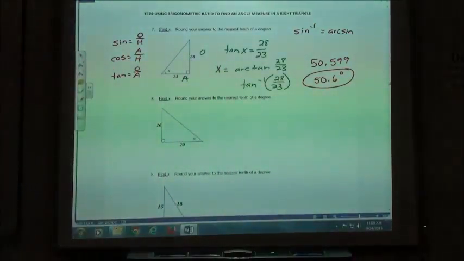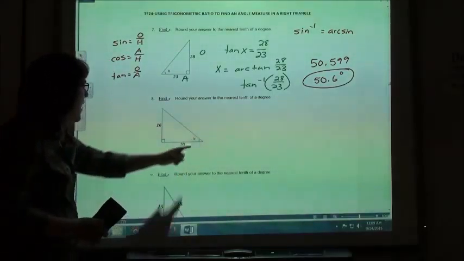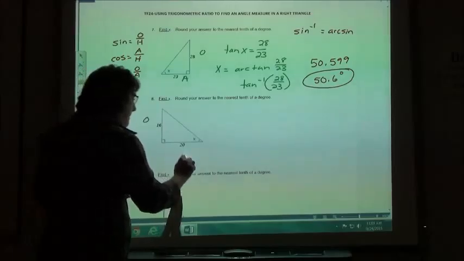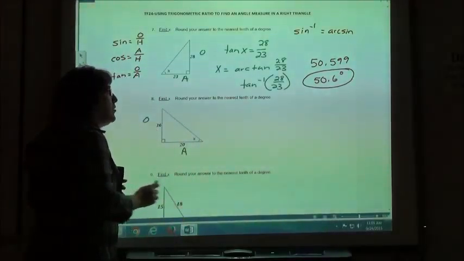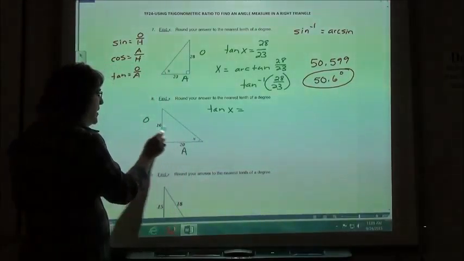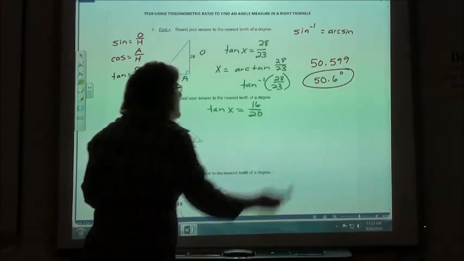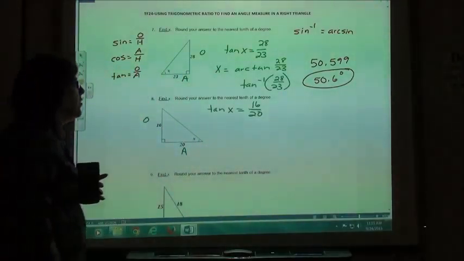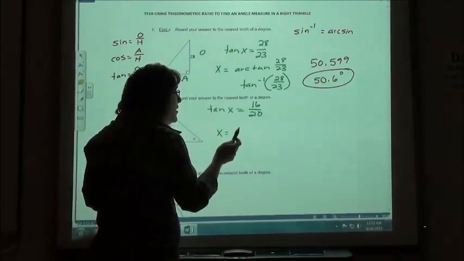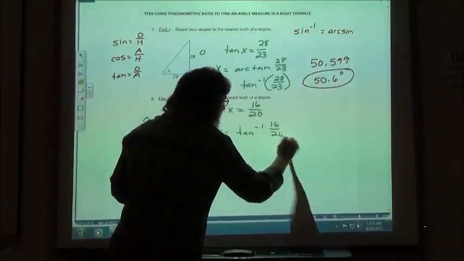So number 8, same kind of thing. I'm finding the measure of the angle, x. I have the opposite and the adjacent side. So again, I'm going to use tangent. The tangent of x equals the opposite, which is 16, over the adjacent, 20, so 16/20. So if I'm going to solve this, I'm doing the inverse tangent, or arc tangent, of 16/20.